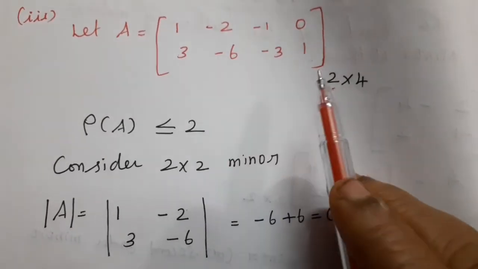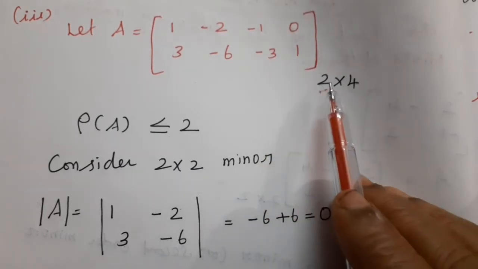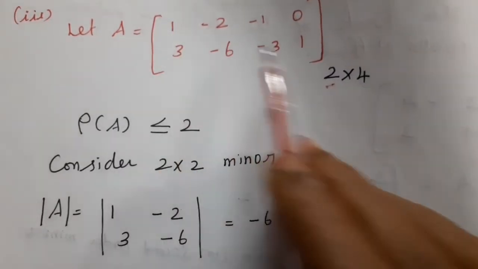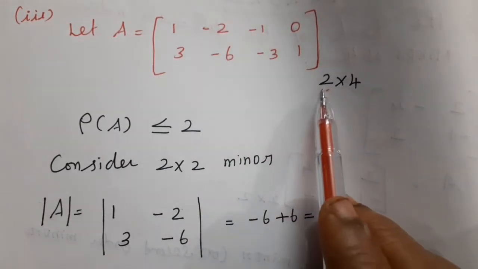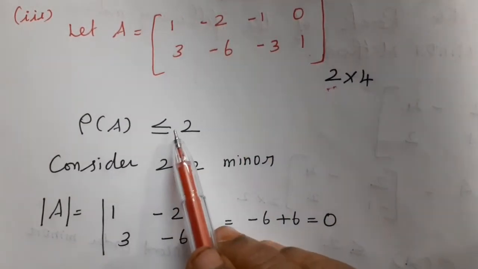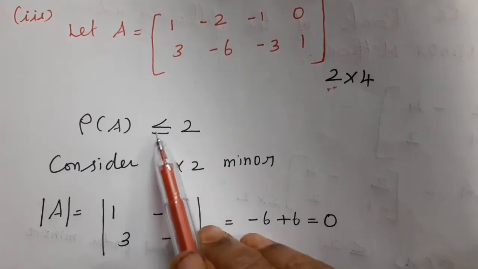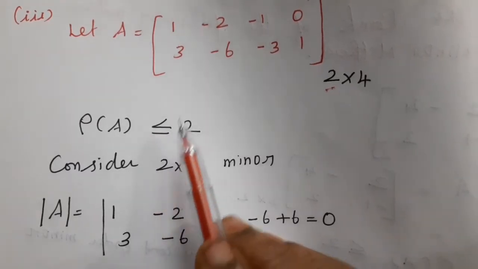See here, what is the question? The given question, what is the order of the matrix? 2 rows 4 columns. Therefore the order is 2 by 4. So what is our rank? Which is the minimum one? Minimum is 2. Therefore the rank must be either 2 or less than or equal to 2.